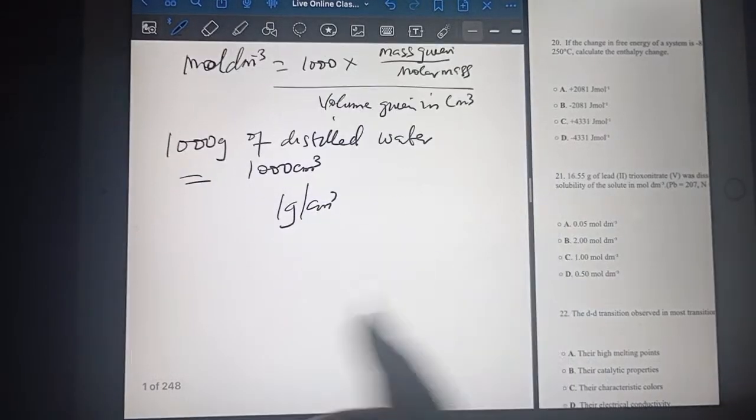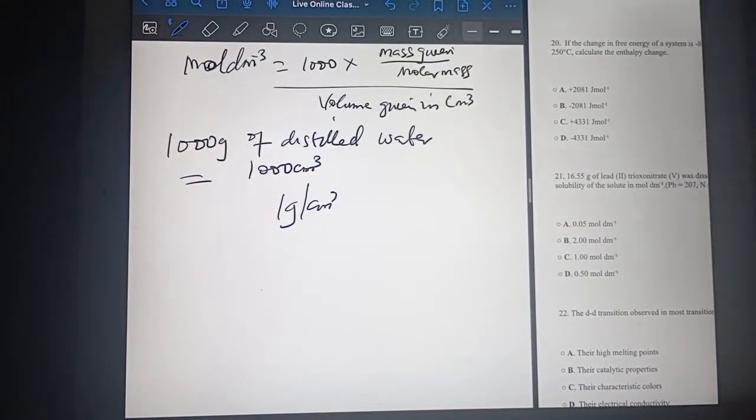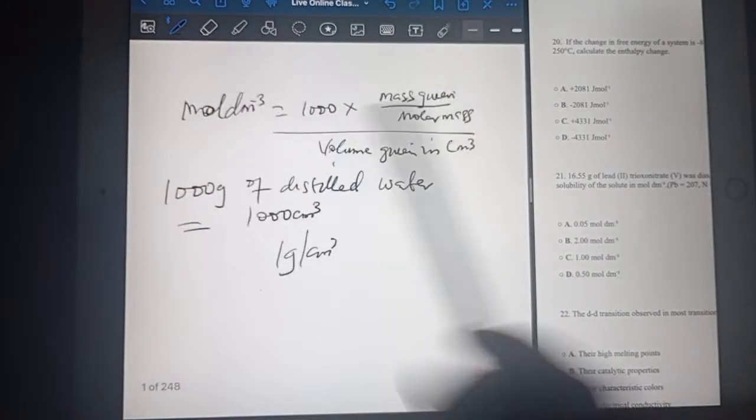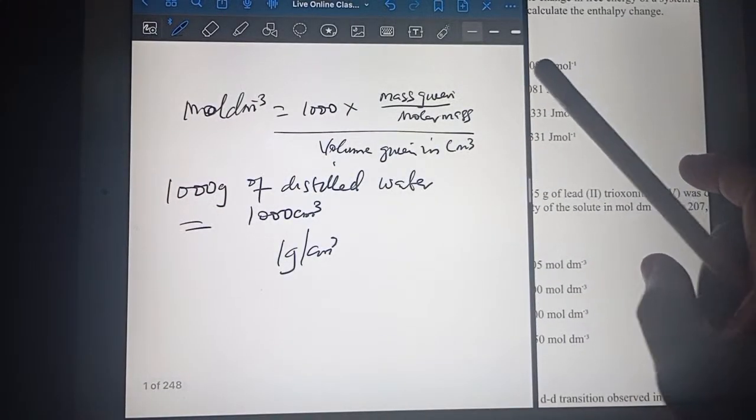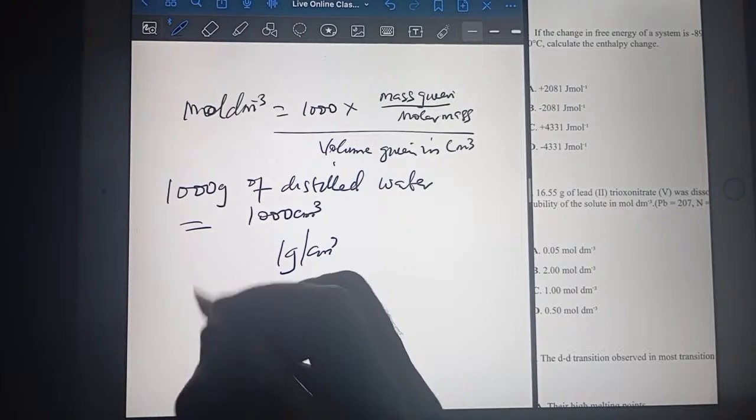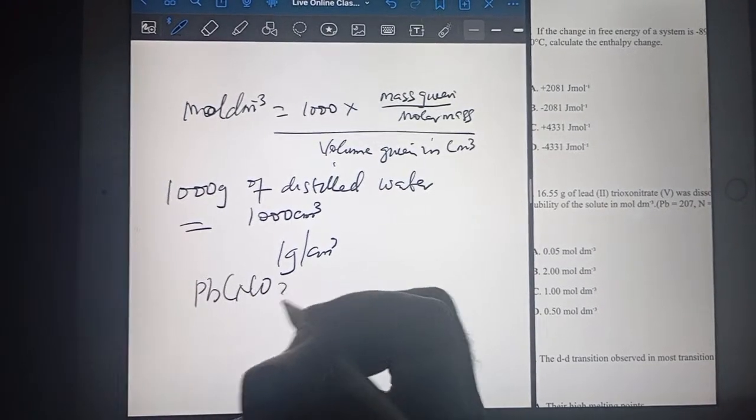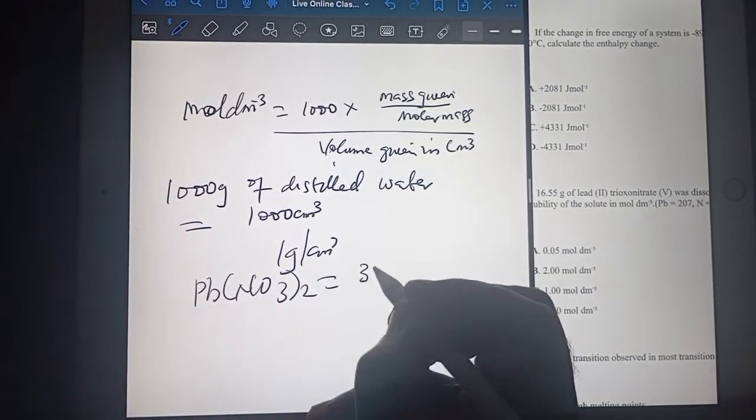All right. So looking at this, what is the mass? Our mass given here is 16.55. Lead(II) nitrate is Pb(NO3)2. The molar mass is 331.